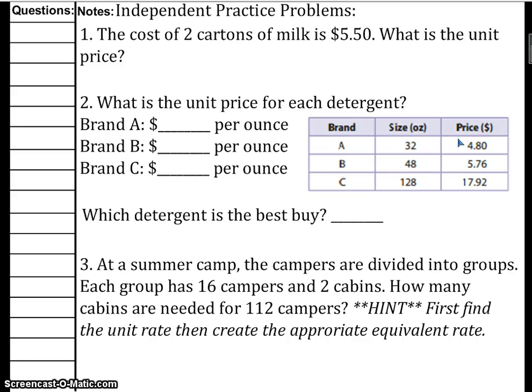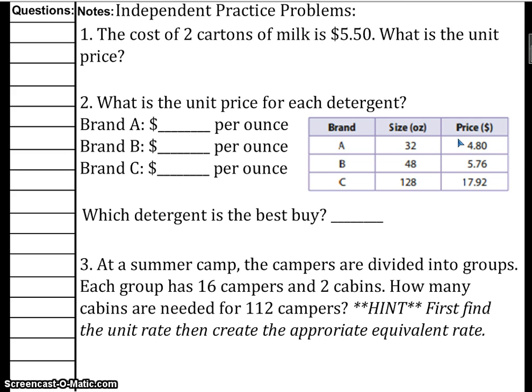Number 2, what is the unit price for each detergent? So they have a table. You have brand A, brand B, brand C. You have how large they are and the price for each one. So number 2, find the unit price for each ounce for brand A, brand B, and brand C. Once you have the amount per ounce, which detergent is the best buy?